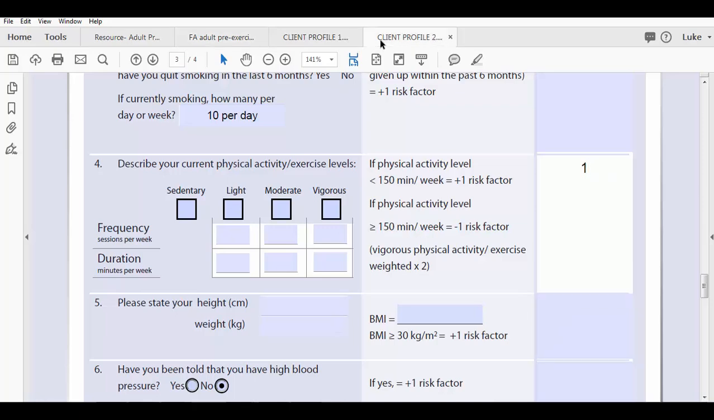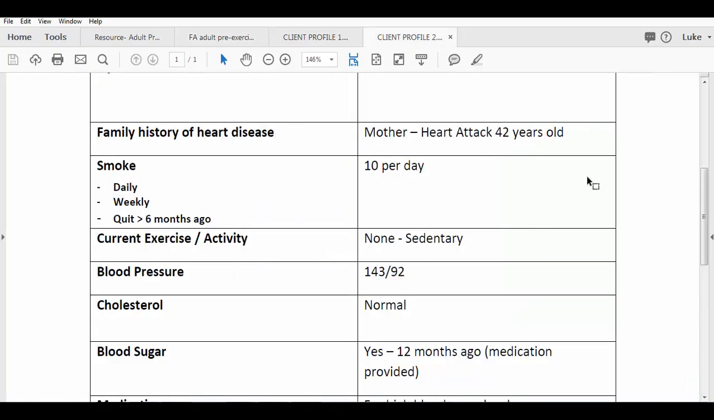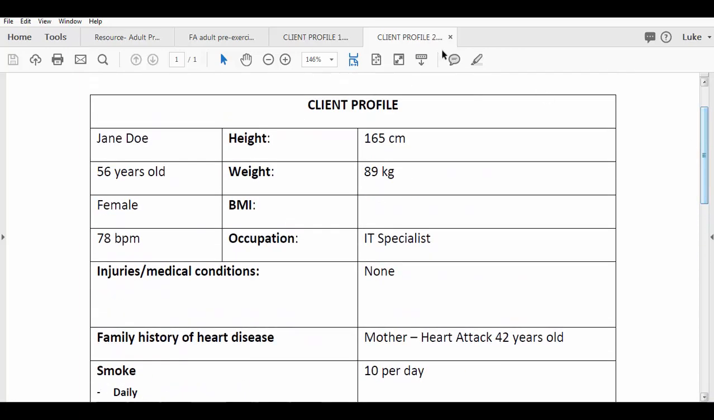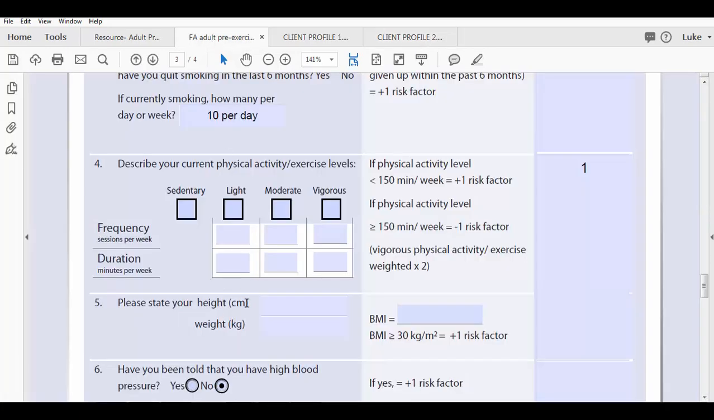Now, if we go to our BMI, we calculate that again. Look at our stats at the top. 165 centimeters, 89 kilos. So we put those stats in. And if we do our calculations, we'll get a BMI there. You can do it at home yourself if you like. About 32.84. Now 32.84 is greater than 30, so we'll get a +1 again.